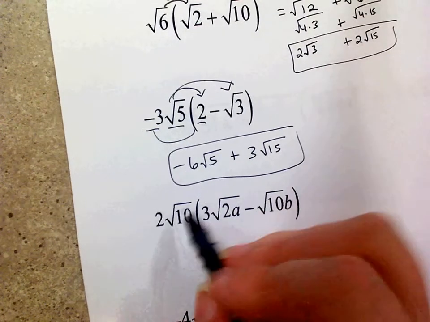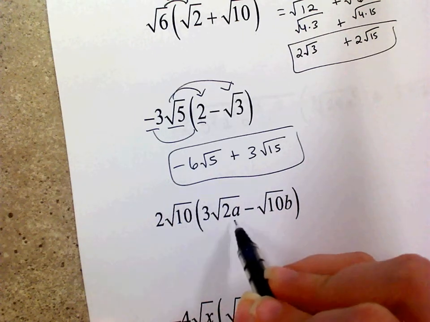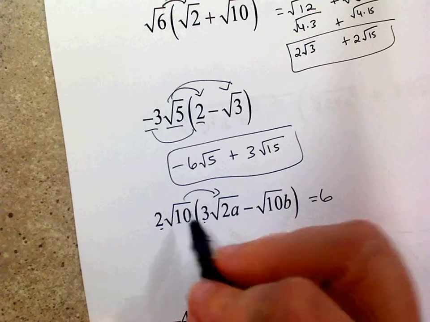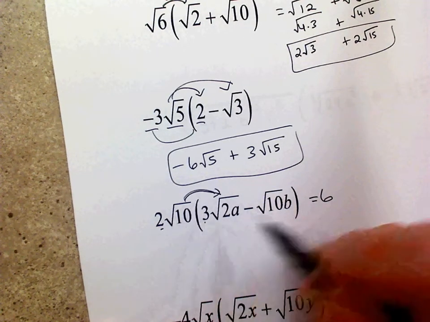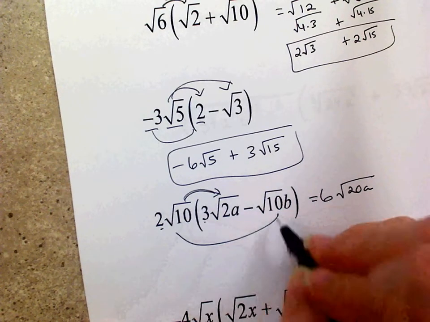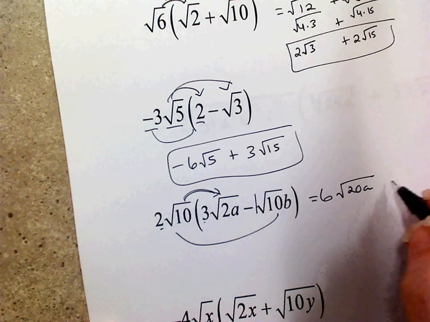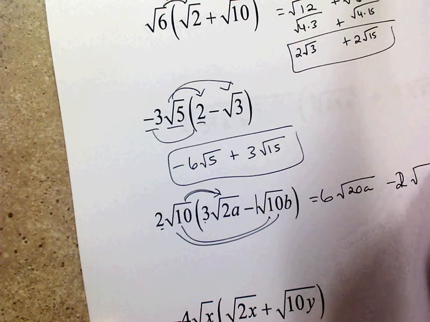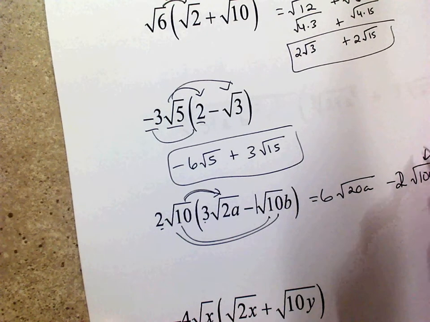2 square roots of 10 times 3 square roots of 2a. Okay, 2 times 3 is 6. Square root of 10 times square root of 2a is the square root of 20a. Now this, 2 times negative 1 is negative 2. Square root of 10 times square root of 10 is square root of 100, and then b is on the outside, so b. That's 10, so this might as well be negative 20b.